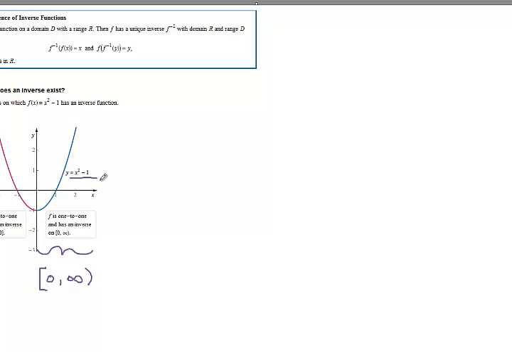This y equals x squared minus 1 doesn't have an inverse over its entire domain. It just has an inverse either on this side or on this side. And that's one of the reasons why you might think about the square root of x. His domain is restricted in this realm.